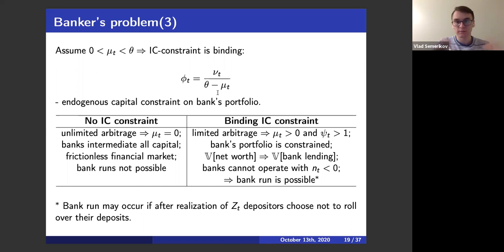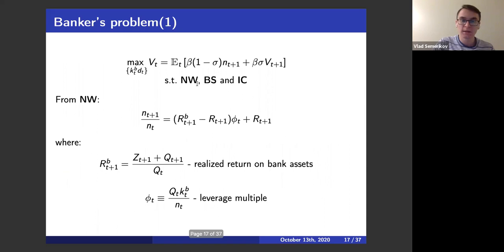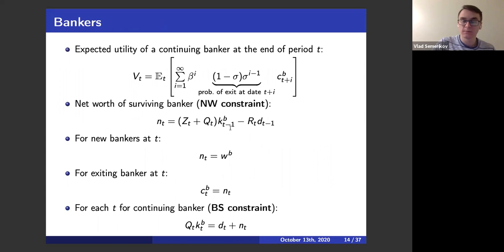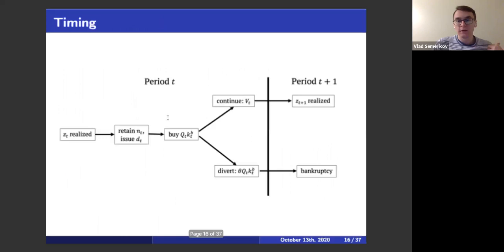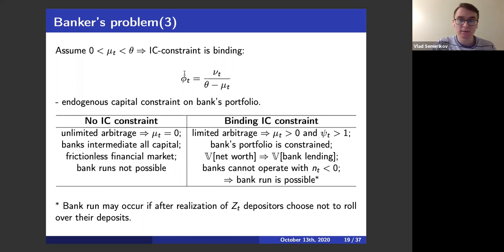The intuitive role of the binding incentive constraint in this setting is that it limits the bank's portfolio in such a way that for each given net worth, obtained from the previous period's decisions, for each given N_t, the amount of assets that the bank will be able to acquire is limited by this constraint on the leverage multiple. Therefore, variation in net worth can translate into variation in bank lending, which gives rise to the standard financial accelerator mechanism. As I said, a bank run might therefore be possible, and banks can operate with negative N_t.